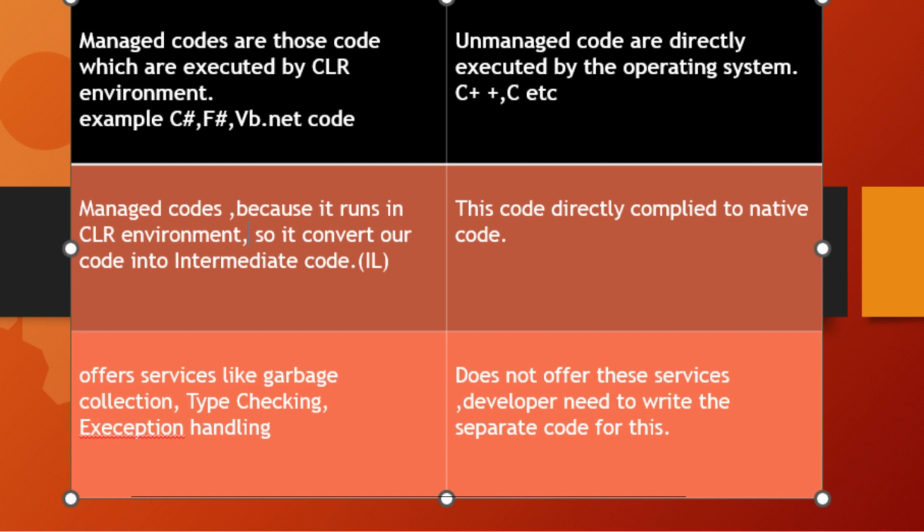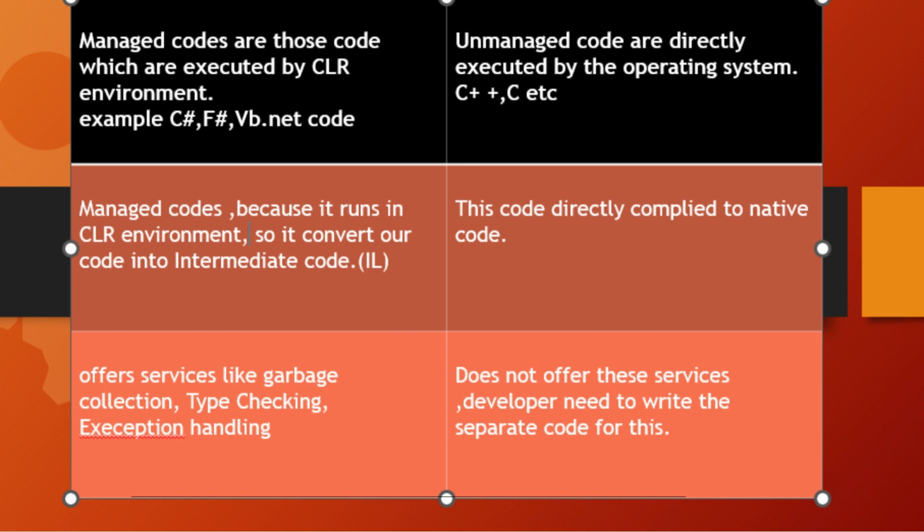So managed code is code which is executed by the CLR environment, for example C#, F#, and VB.NET code. Also, I will explain why it is called managed: because it is manageable to run the exe or DLL file on other operating systems as well. When our code is executed through the CLR environment, it will not directly convert to machine code. Instead, it gives us the intermediate language code, which you can run on other operating systems and get your outputs.